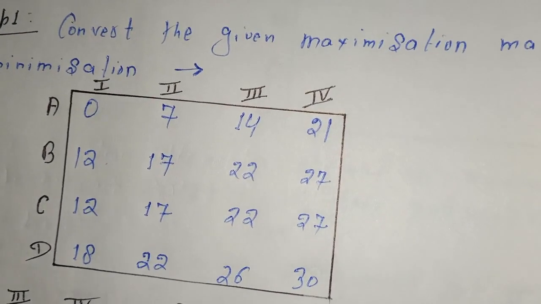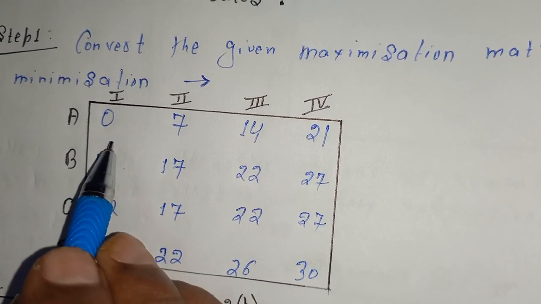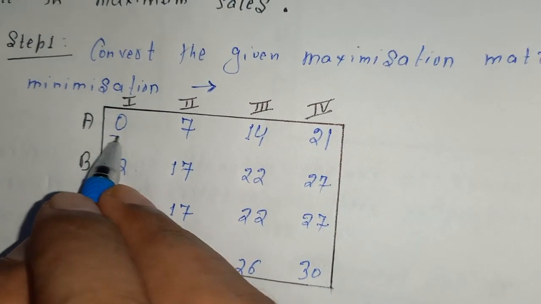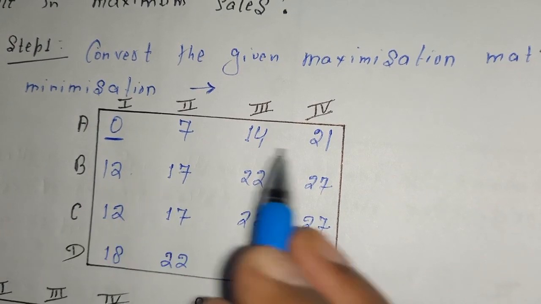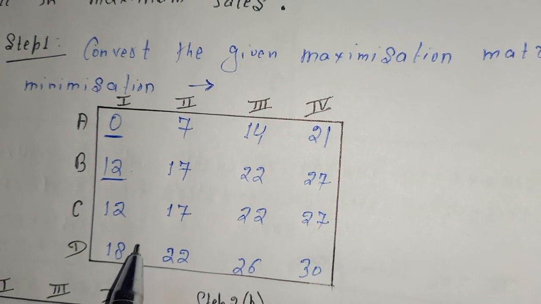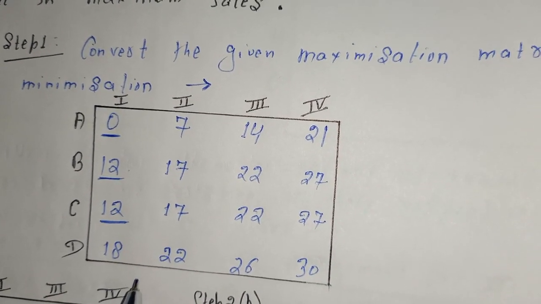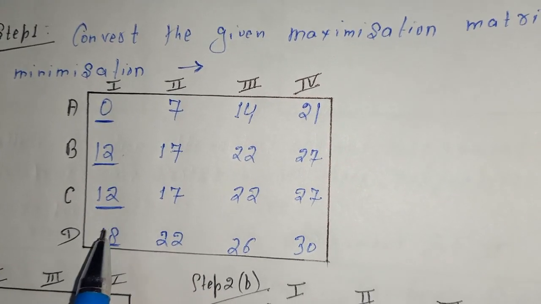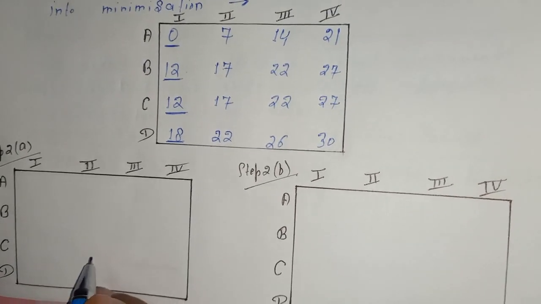Now step two: we have to take the minimum element from each of the rows. The minimum element is 0, and this will be subtracted from all the elements of row A. The minimum element is 12 in row B. In row C, the minimum element is 12. And in row D, the minimum element is 18. By subtracting, we have the new matrix as follows.